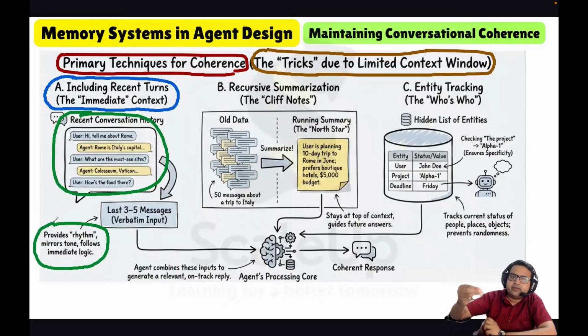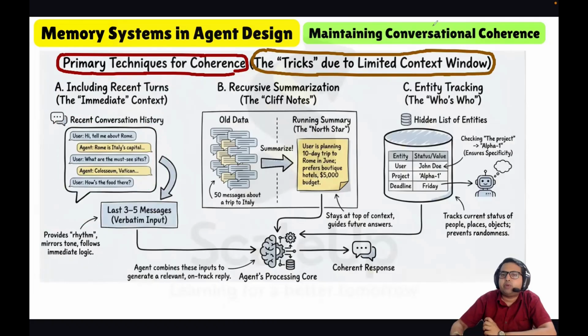So while we are giving a prompt to a large language model, if we give it some immediate context, like the most recent conversation, and after that we start giving it fresh prompts, then the large language model will mirror the tone and follow the immediate logic. And we will be able to achieve conversational coherence.